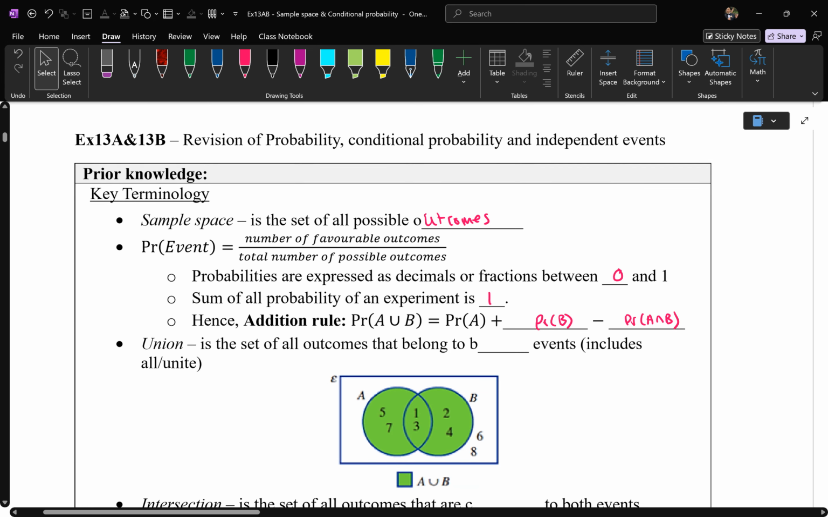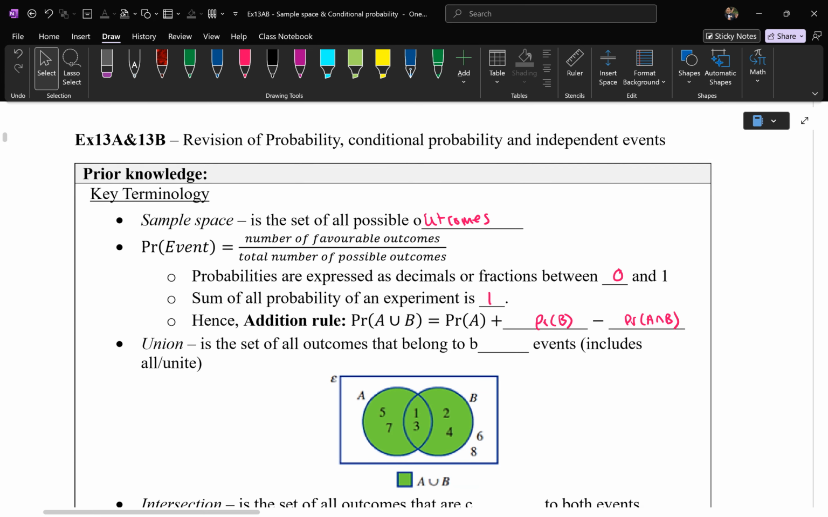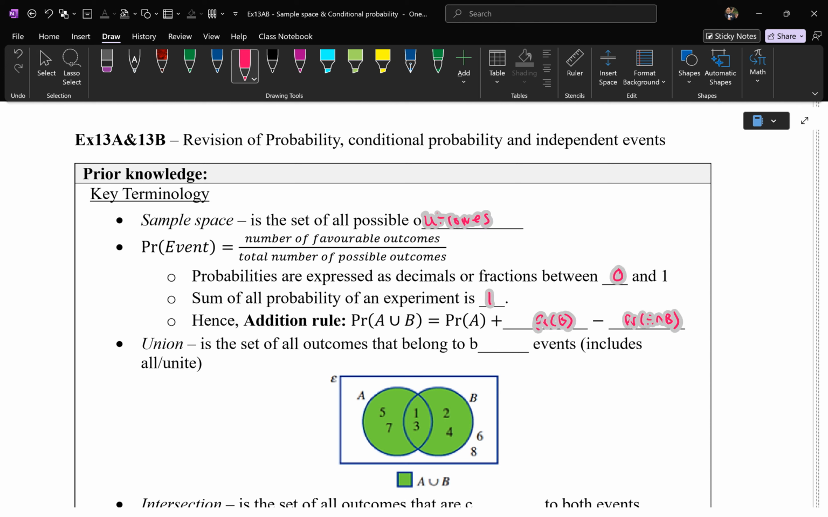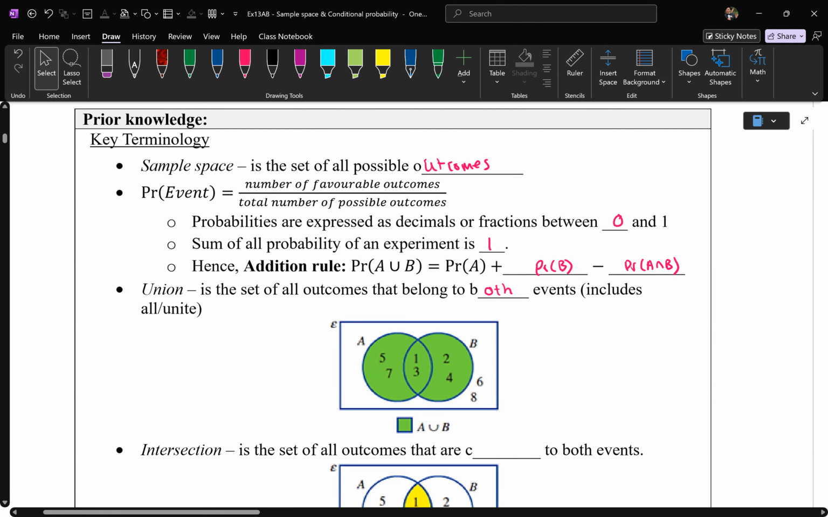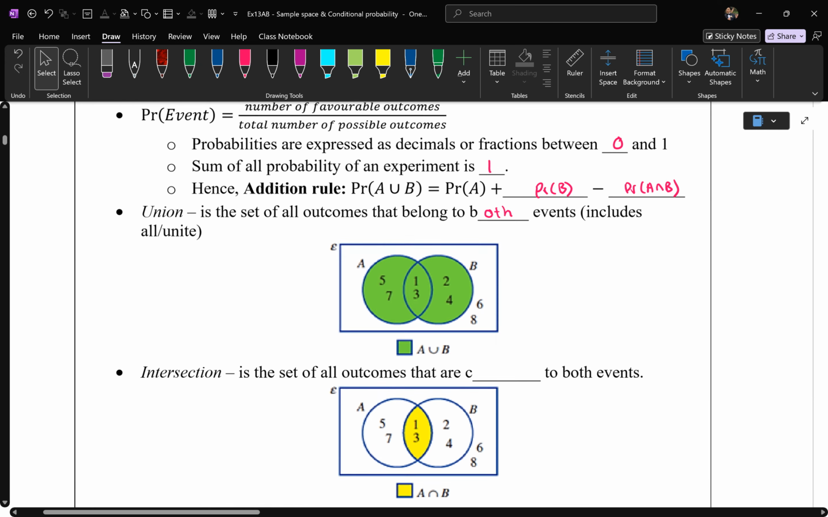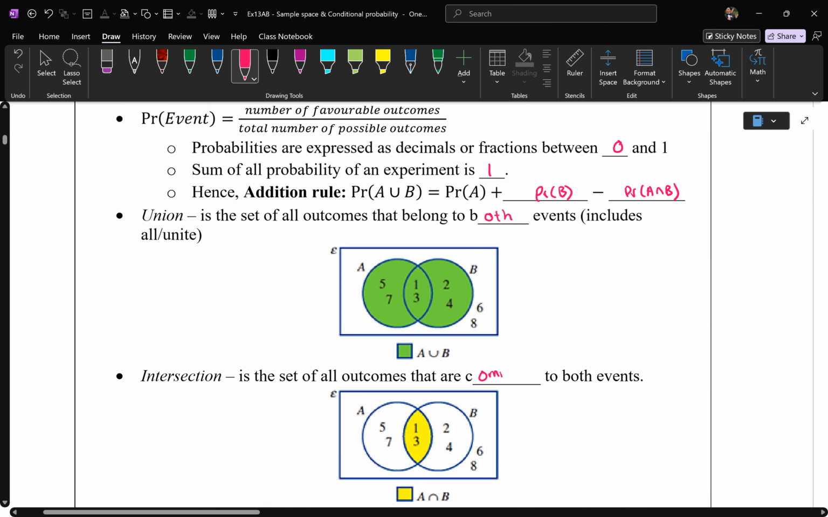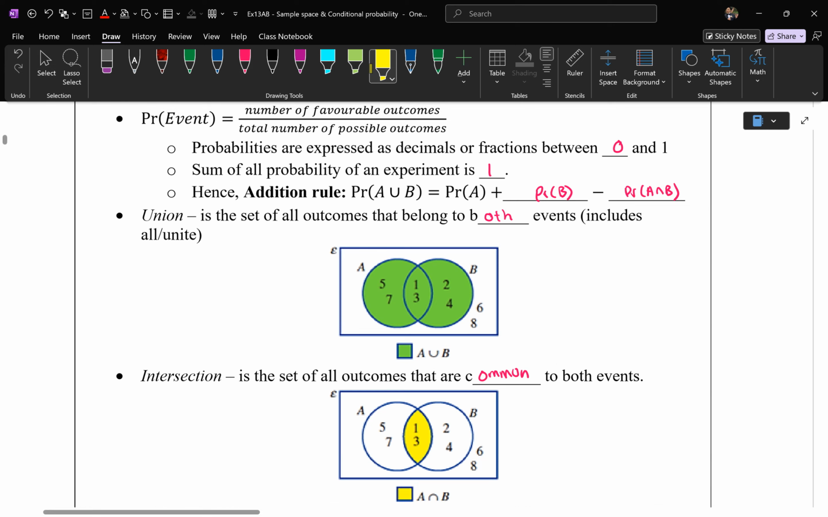Union is the set of all outcomes that belong to both events. That's true. I was just thinking what I wrote. I'm like, what's B events? Both events. That is true. Includes all or unite, whilst intersection, which is different, is the set of all outcomes that are common. That's what the word intersection usually should remind you of. So intersection and common. Union is, I like to think of uniting. So both events are uniting.